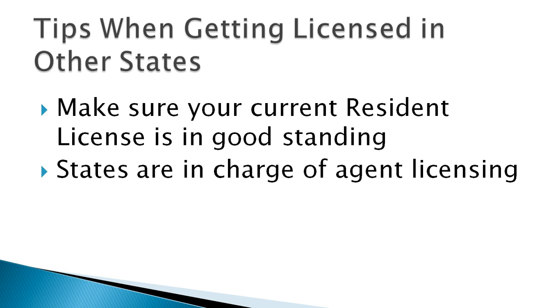And as I said, the states are in charge of agent licensing. So NIPR is a good source of getting information. But ultimately, they're just facilitating the application process, but it still goes to that individual state. So if you're applying for, for example, a non-resident license in Michigan, and you use the NIPR website, it's still Michigan approving it or disapproving it. So they're just basically getting the information to Michigan so that they can approve it in that example there.